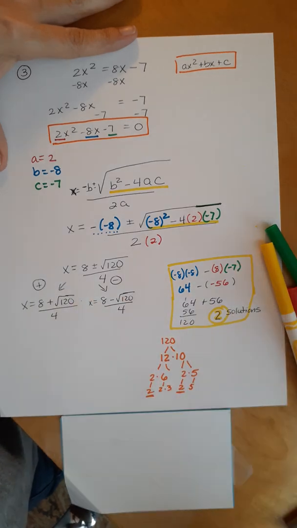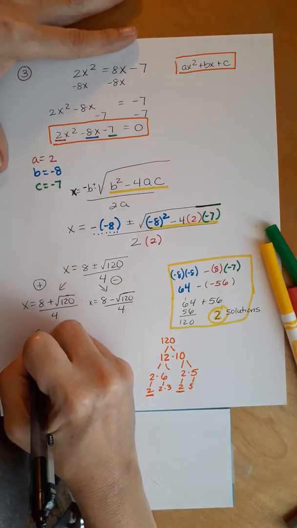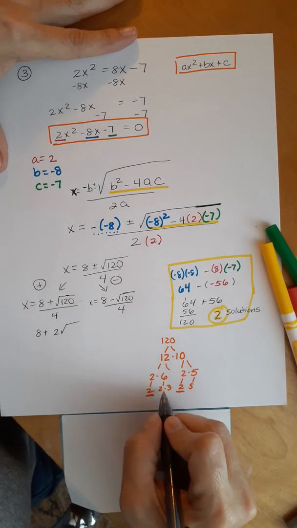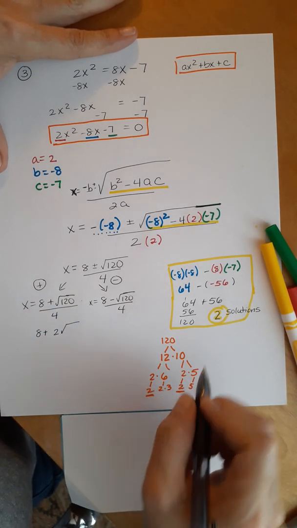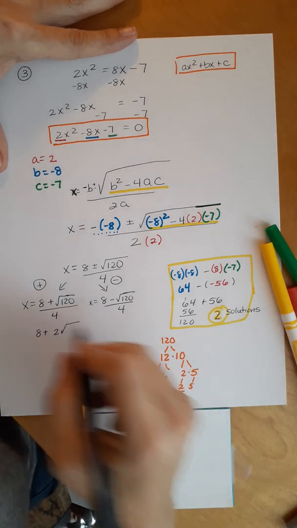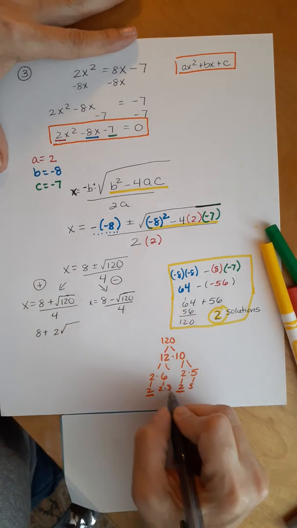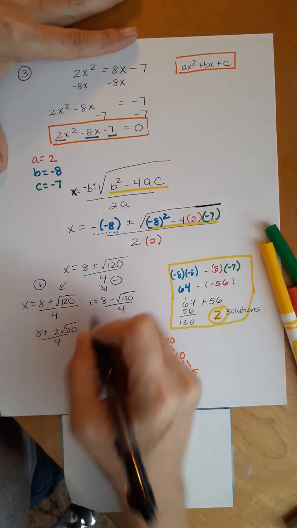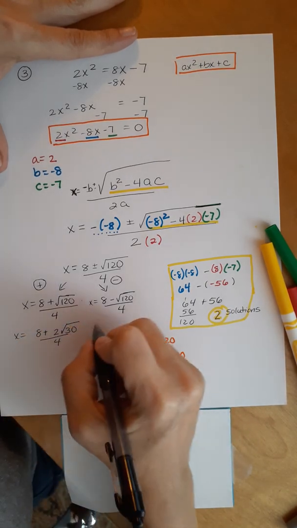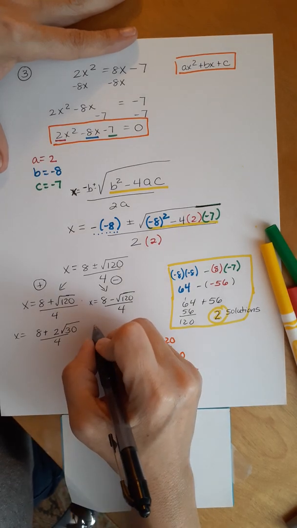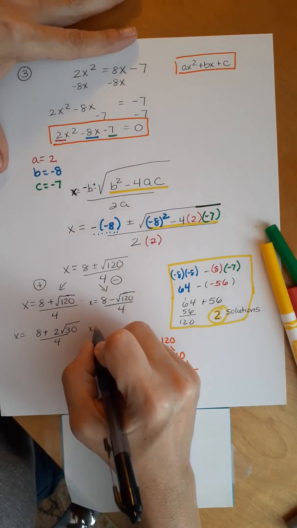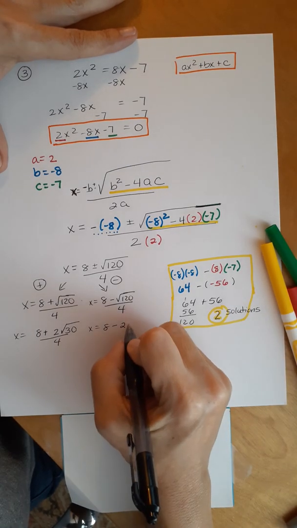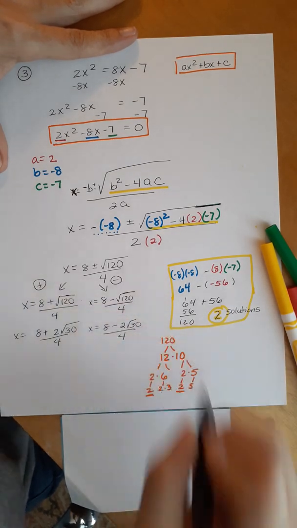I'm going to write this as 8 plus 2. What's left over if I take out the pair of 2's? 6 times 5, right? Which is 30, over 4. And I'll get the same thing over here, but instead of plus, it'll be 8 minus 2, that's my pair of 2's, square root of 30 divided by 4.